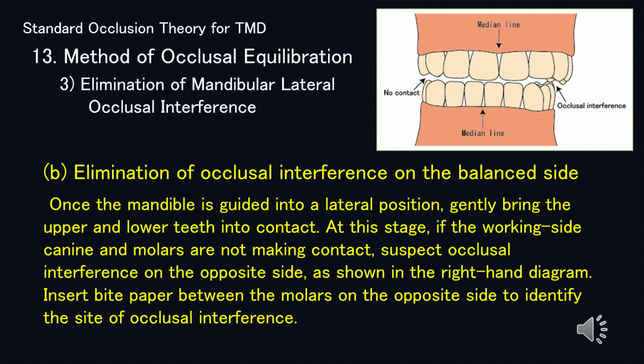B. Elimination of occlusal interference on the balanced side. Once the mandible is guided into a lateral position, gently bring the upper and lower teeth into contact. At this stage, if the working side canine and molars are not making contact, suspect occlusal interference on the opposite side, as shown in the right-hand diagram. Insert bite paper between the molars on the opposite side to identify the site of occlusal interference.